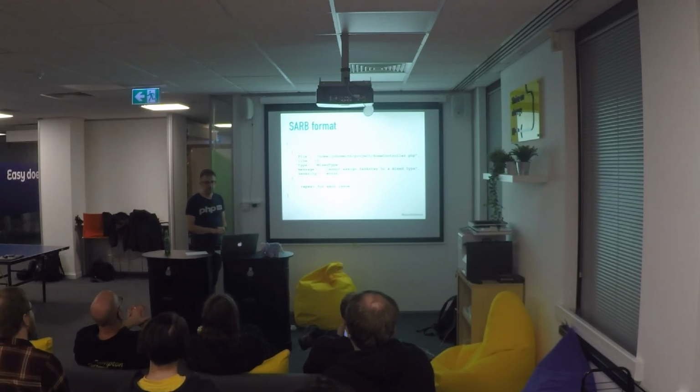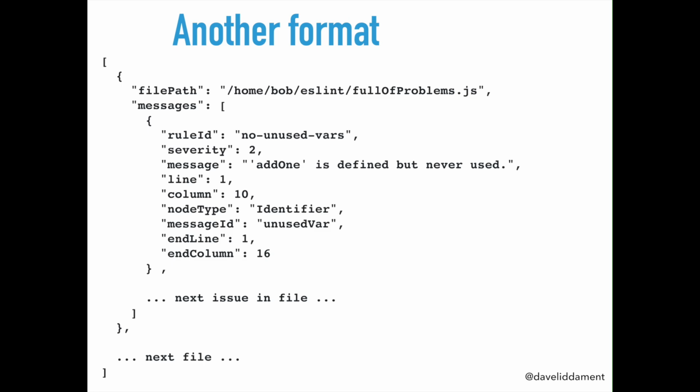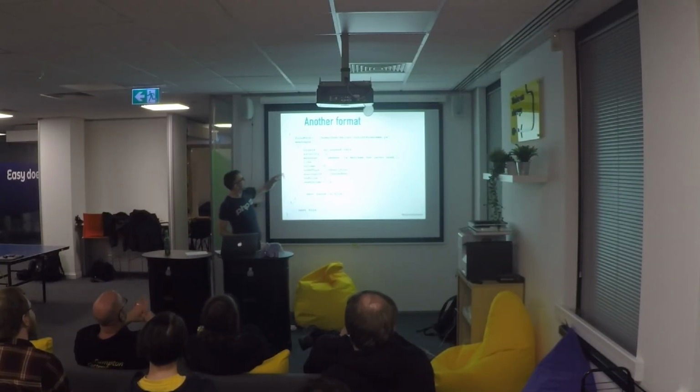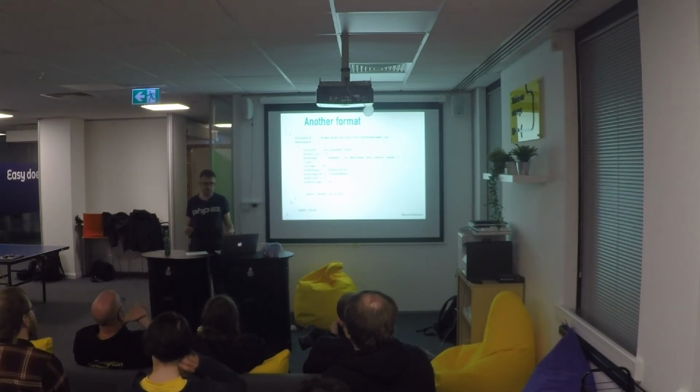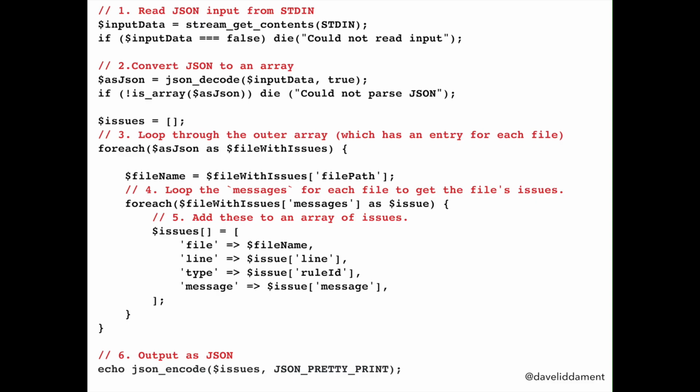So if we can take whatever our static analysis results format is and convert it into this, then we can just use SARB. For example, if we had another format like ESLint, we could look at this and go, right, in ESLint, what seems to happen here is we have a file, and then for that file, it's got these messages, and each is like an issue, and those are repeated. So what we need to do is loop around the file, then loop around all the issues within that file, then go on to the next file and so on, and convert that to the SARB format. And that's actually quite simple.